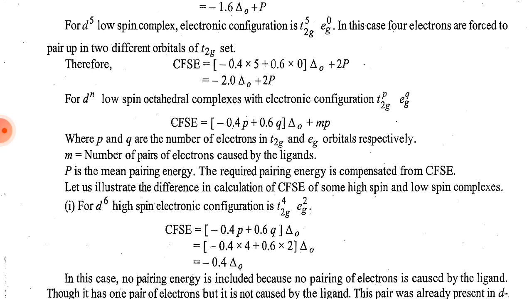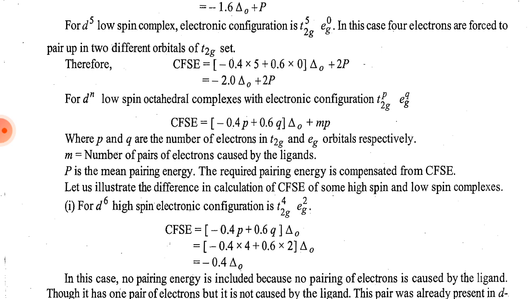For a dn low spin octahedral complex with electronic configuration t2g^p eg^q, CFSE is equal to minus 0.4 p plus 0.6 q, in bracket, delta 0, plus mP, where p and q are the number of electrons in the t2g and eg orbitals respectively, m is the number of pairs of electrons caused by the ligand, and P is the mean pairing energy. The required pairing energy is compensated from CFSE.